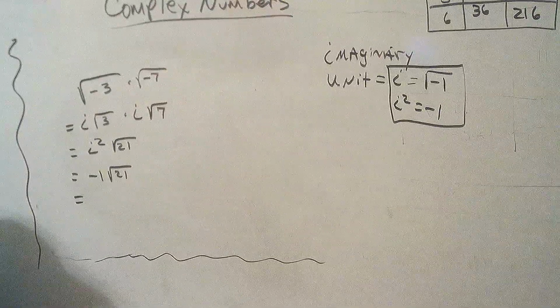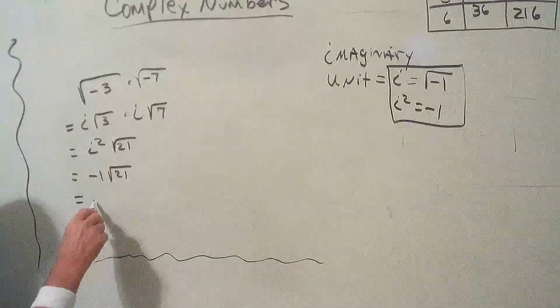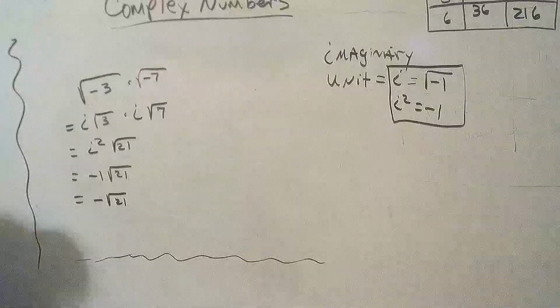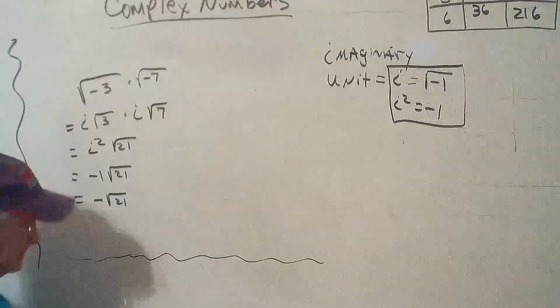Anything times 1 is the other number. So what do we have? Negative square root 21. But you can write it either way. It really doesn't make any difference. All right.